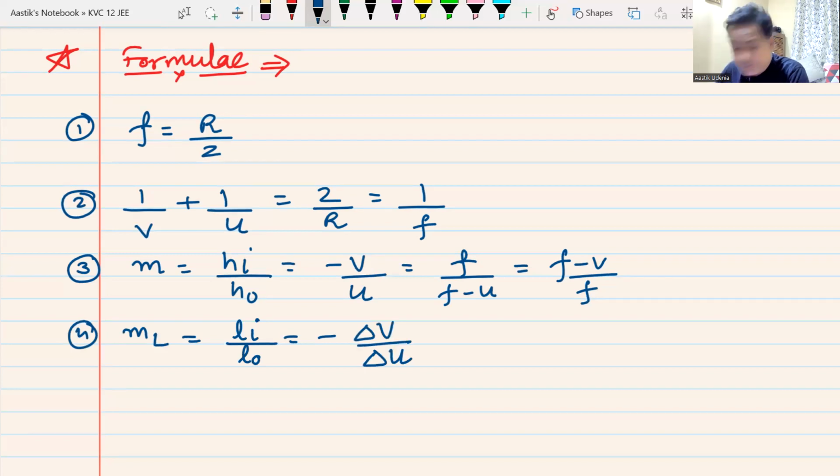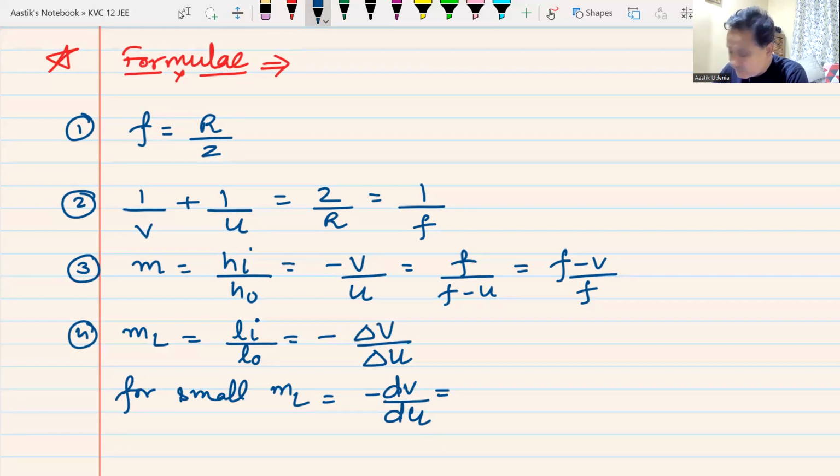We remember this. For small objects, this longitudinal magnification can be written as minus dv by du, and we have seen that this minus dv by du is nothing but (v by u) whole square. That is your magnification squared. We remember this? Say yes or no?